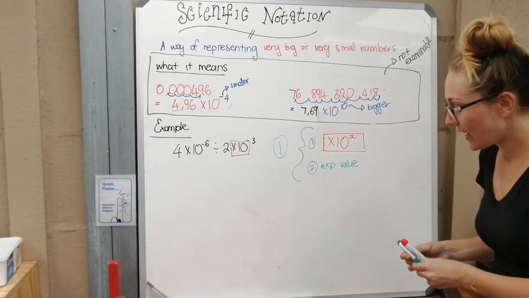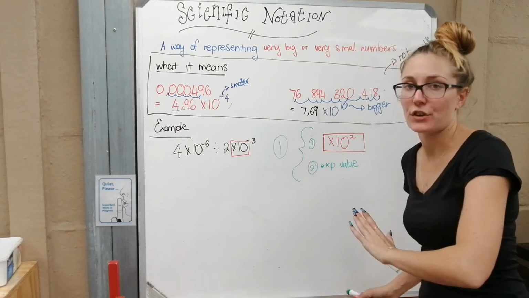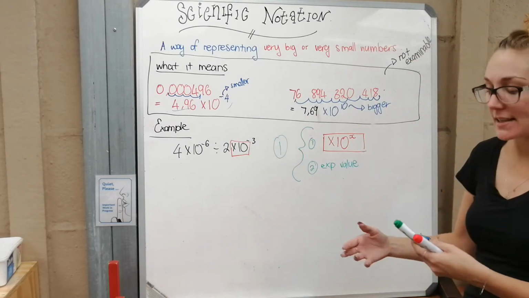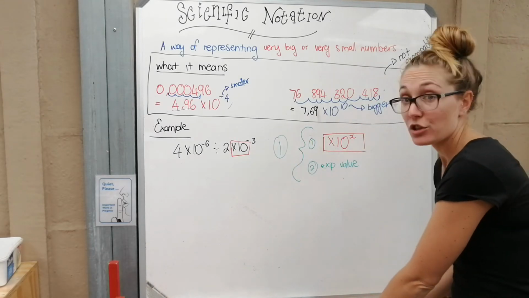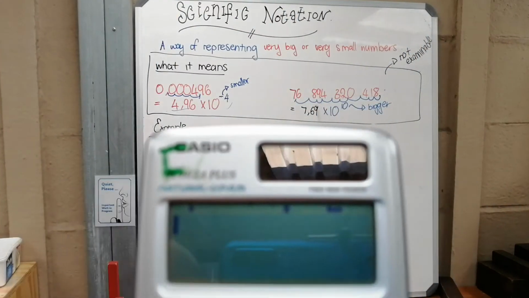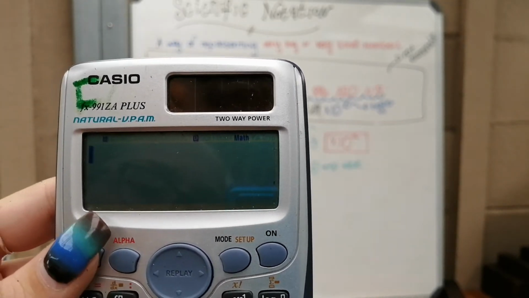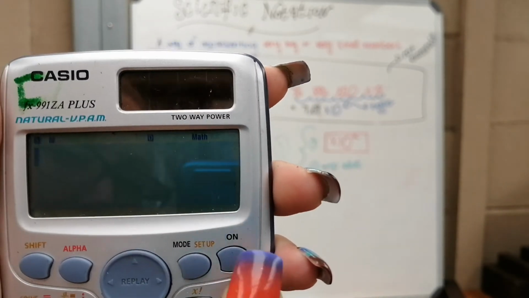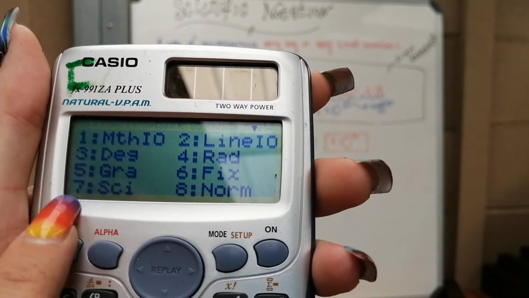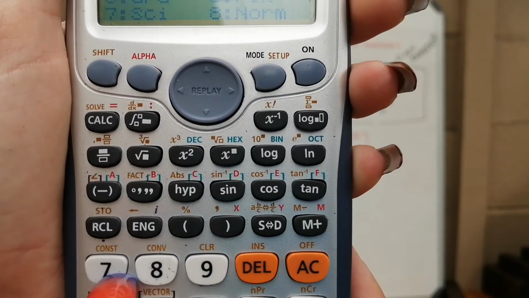The second one is, obviously, not only do we want to put input values in scientific notation, we want our calculator to output our answer in scientific notation as well. So in order to do that, I'm going to try my best to help you guys see what I'm pushing. Okay, on a Casio at least, you need to go Shift and then Setup. And then I don't know if you can see on mine, it says number 7, SCI. So I'm going to hit 7.